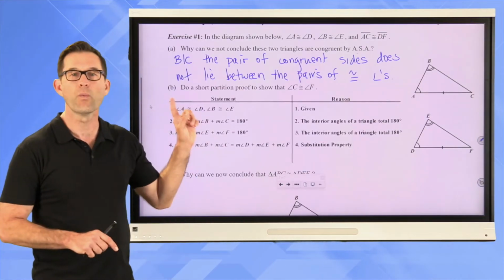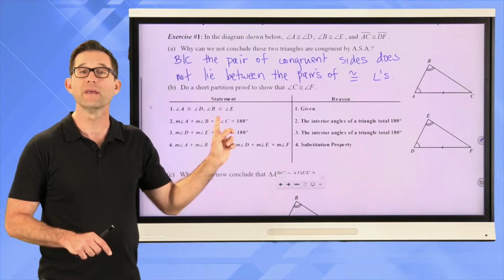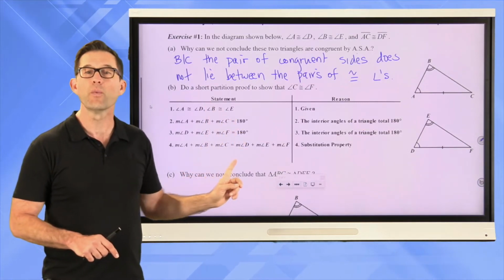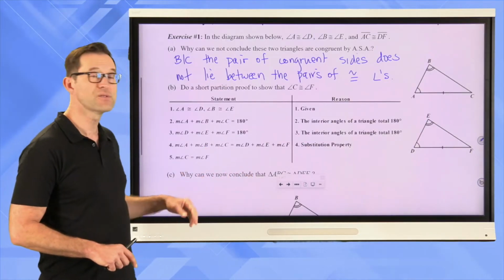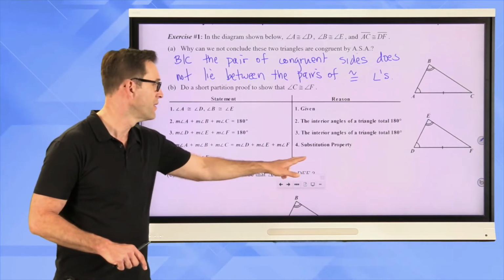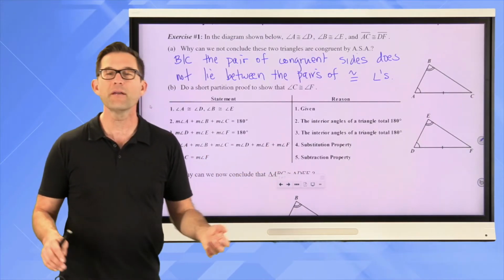Now finally, we know the measure of angle A is equal to the measure of angle D, and the measure of angle B is equal to the measure of angle E, so we can subtract those from both sides of this equation, leaving us with the measure of angle F is equal to the measure of angle C. And that kind of makes sense.